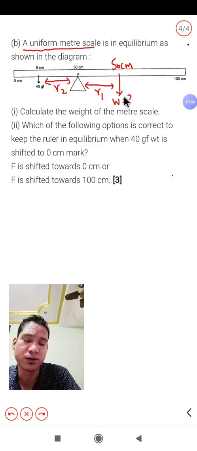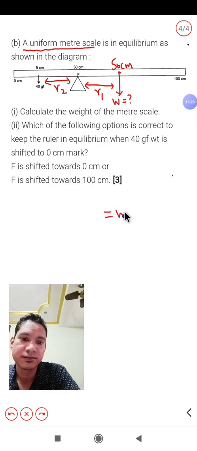So first of all, you need to complete the diagram. You need to show the position of the weight of the rod, which will always be at the center. Here this is a 100 centimeter, 1 meter rule, so the weight will be at the center, at the 50 centimeter mark. Clockwise moment is W into R1, anti-clockwise moment, let me call it F2, and let me call this F1, that is W only. So F2 R2. This is the clockwise moment, this is the anti-clockwise moment.